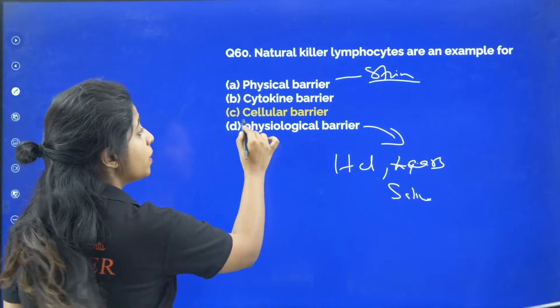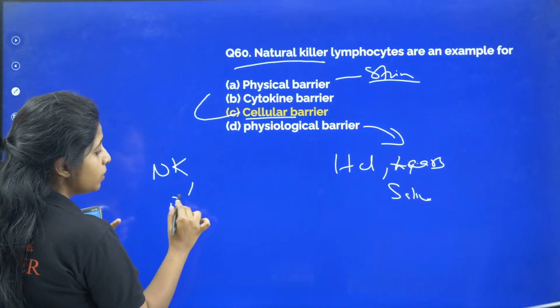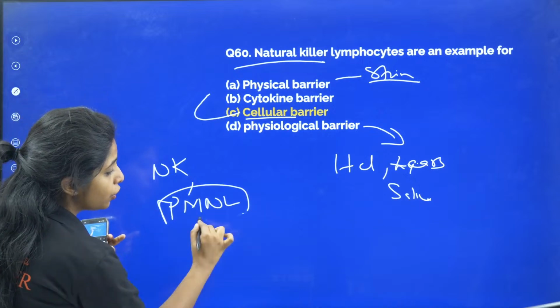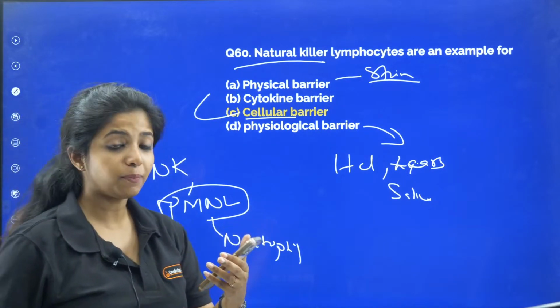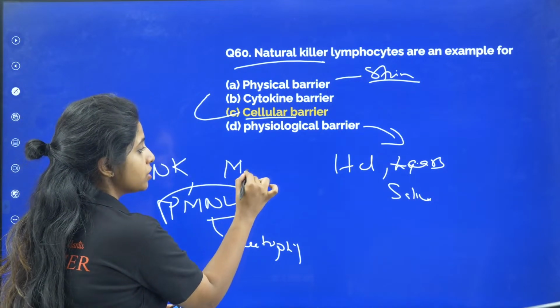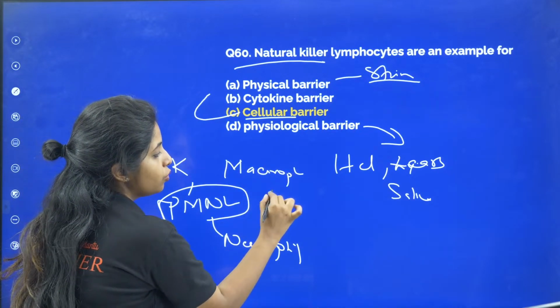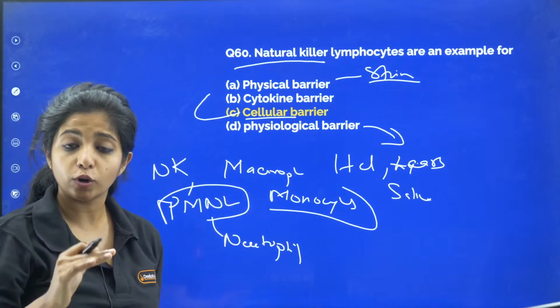Cellular barriers, as in you're talking about cells. One such cell is natural killer cells, NK cells. After that, you have polymorphonuclear leukocytes. That means you're talking about neutrophils. Apart from NK, apart from polymorphonuclear leukocytes, what do you have, my dear children? You have macrophages. You have monocytes. All of them are going to be cellular barriers.